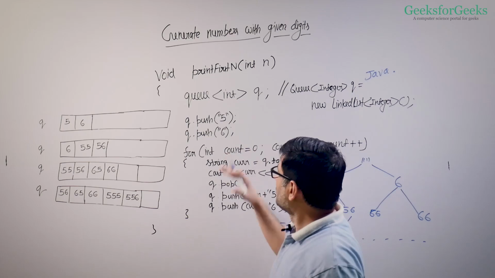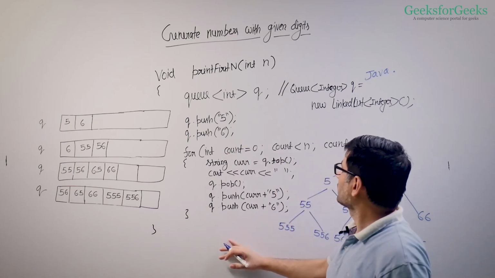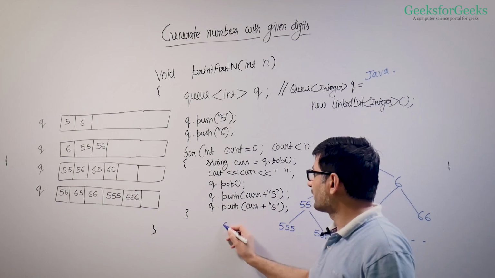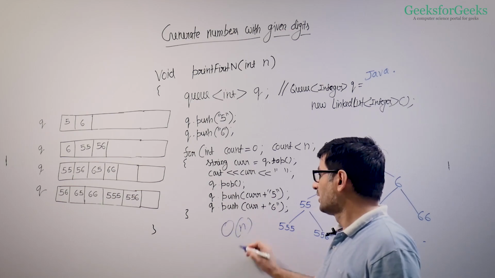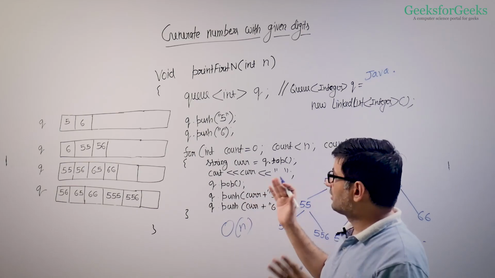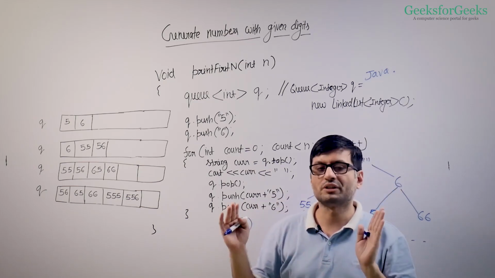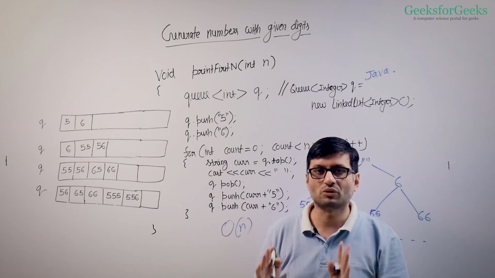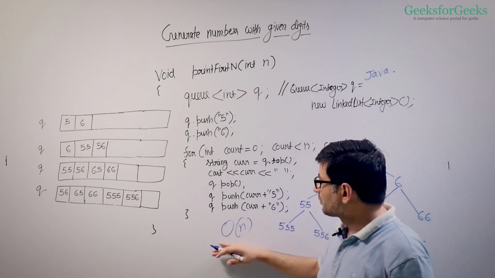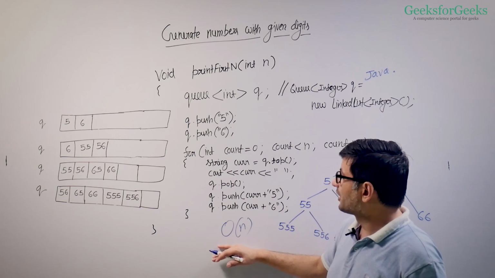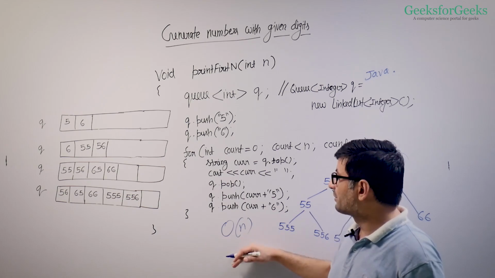So this is the solution. How much is the time complexity of the solution? This is going to take big O of n time, right? If I assume that string copying is a constant operation, and the number of digits in the output numbers is constant, then the time complexity of this operation is big O of n. It uses queue data structure to efficiently implement it.